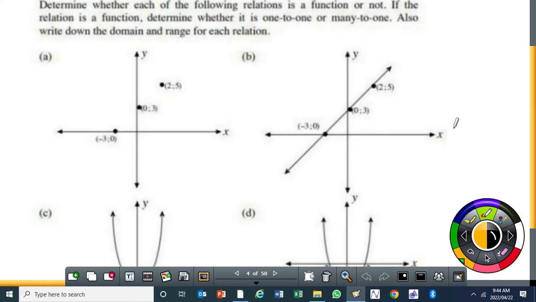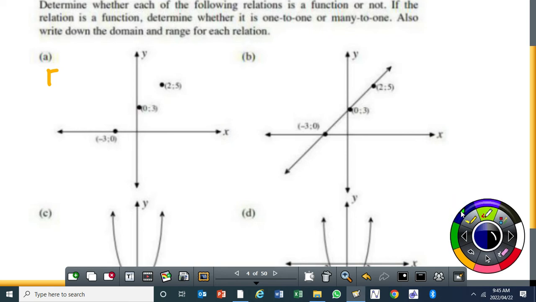Let me zoom in. If you start with the first one, there is no graph drawn. But it doesn't mean that we cannot join those points. It is possible for us to join the points. If we want to determine whether this is a function or not, we just have to be aware that for every x value, there is one corresponding y value. So for a, this will be a function.